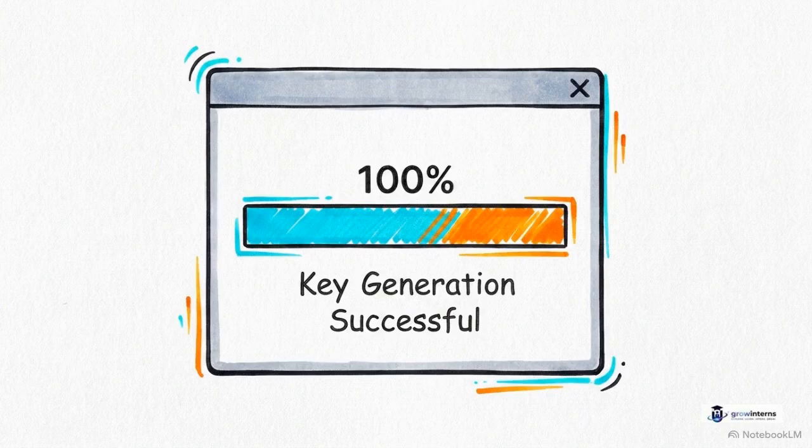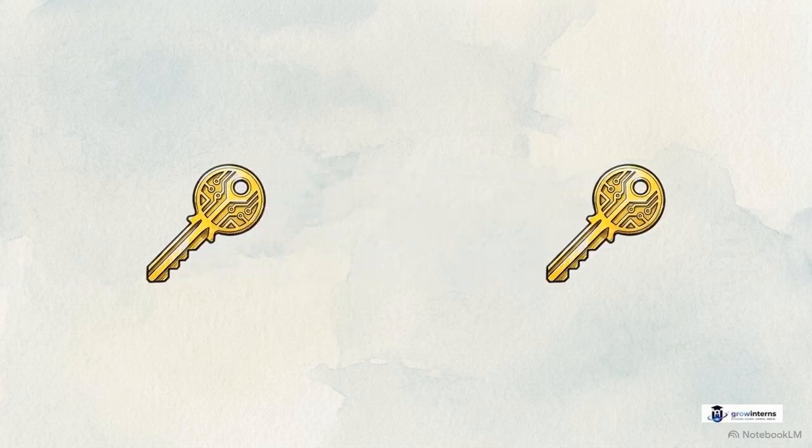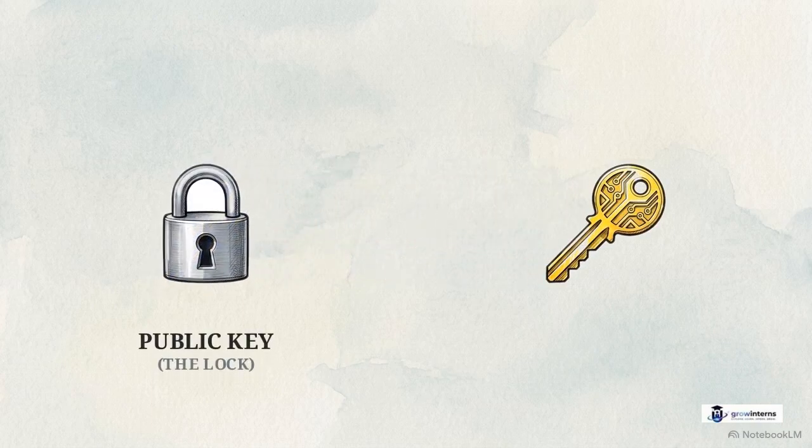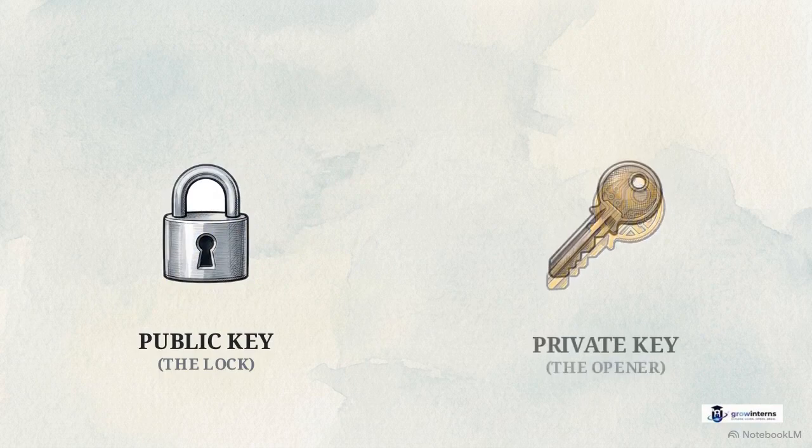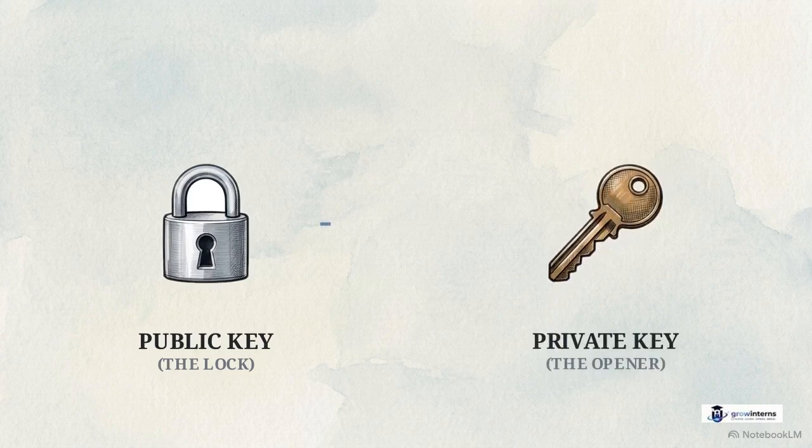Open your local encryption software and initiate the creation of a new RSA key pair. This generates two linked components. The first is your public key. This acts as a lock. Its only function is to seal your data. The second component is your private key. This is the only mechanism capable of opening that lock.